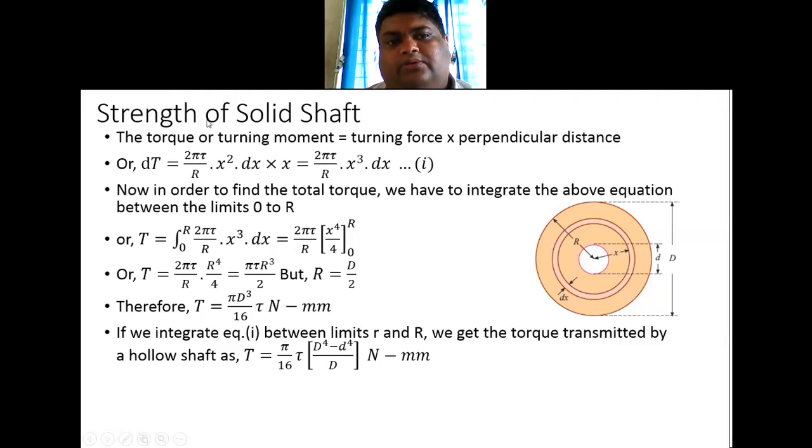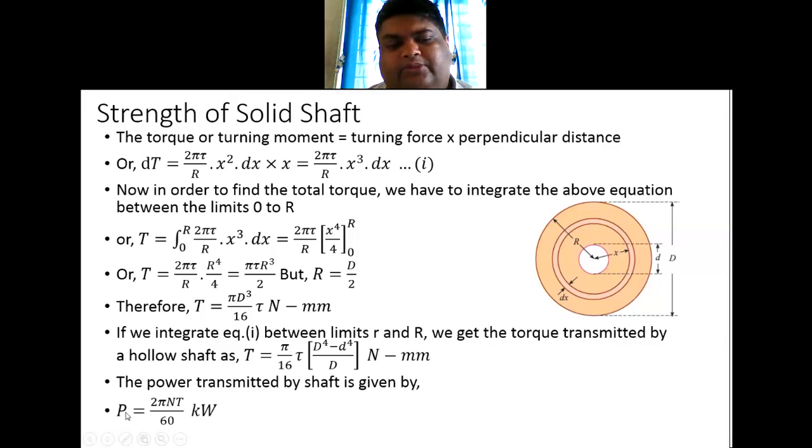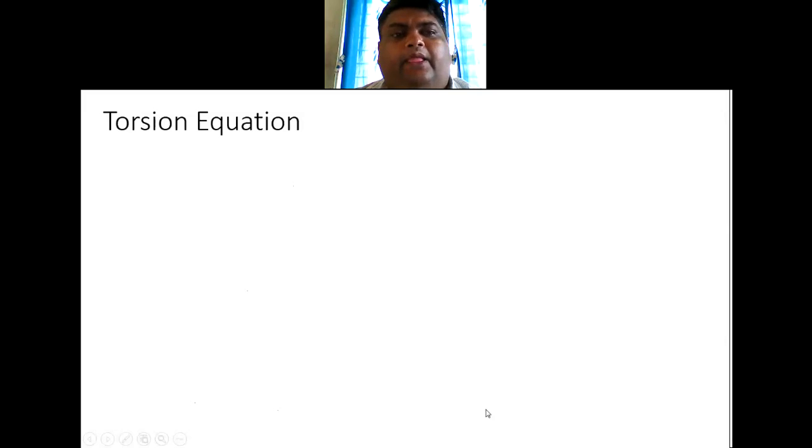So we are talking about strength of the shaft. We also need to know the power transmitted, and power transmitted is given by 2 pi nT by 60 in kilowatt. So you will get kilowatt when you put torque in kilonewton meter, right? So that is when you get it in kilowatt. If you put it in Newton meter, you will get it in watts, right? Accordingly, you have to balance the units.